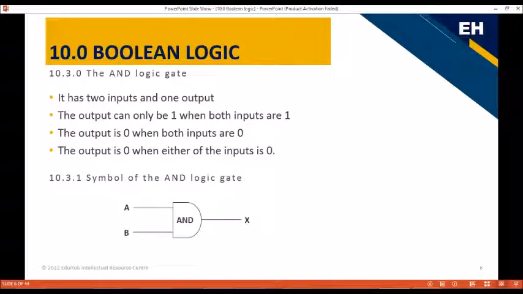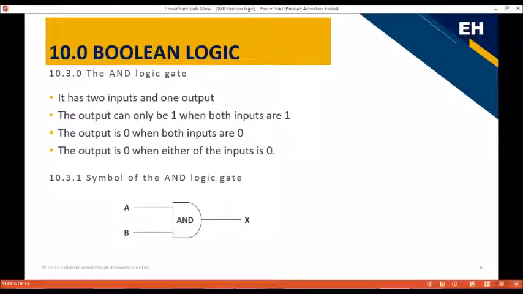But for the purpose of this lesson, we are limited to cover the scope of 2 inputs per logic gate. So it has 2 inputs and 1 output. The output can only be 1 when both inputs are 1.